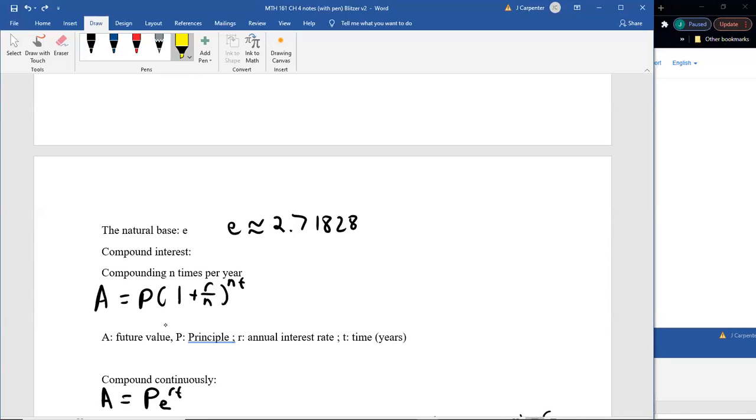The exponent NT is the number of times that you compound total. So if you compound annually for 5 years, the exponent would be 5 because you'd gain money 5 times. If you gain money monthly for 5 years, the exponent ends up being 60 because you gain money every month, and there's 60 months in 5 years, aka 12 times 5. Excuse me.